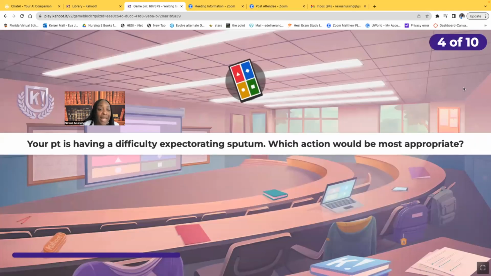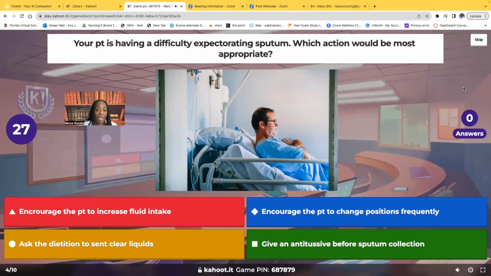Okay, your patient's having difficulty expectorating sputum. Which action would be most appropriate? Are you going to encourage the patient to increase fluid intake? Are you going to encourage them to change positions frequently? Are you going to ask the dietitian to send clear liquids? Or are you going to give an antitussive before sputum collection? What are you going to do?